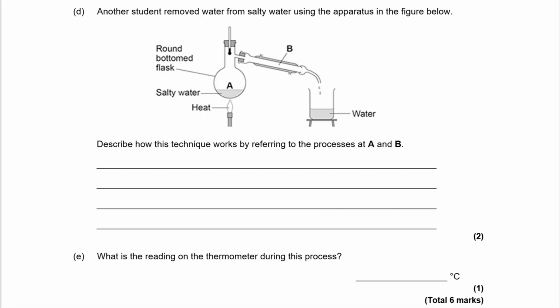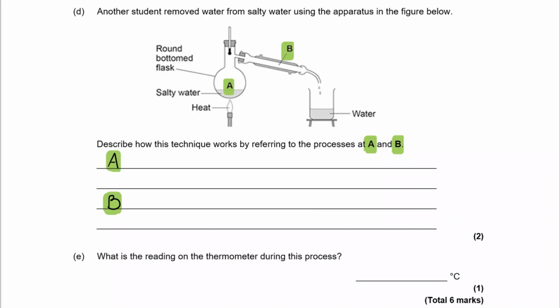Now, the technique works by, describe how the technique works by referring to the processes at A and B. Just as a general exam tip, if they are talking about specific letters in specific locations, build your answers around them. So I have highlighted my A and my B here, and then I'm simply going to put A and B down in the space. I'm not going to write a huge sentence. I'm not going to write a paragraph. I'm simply now going to say what the process is.